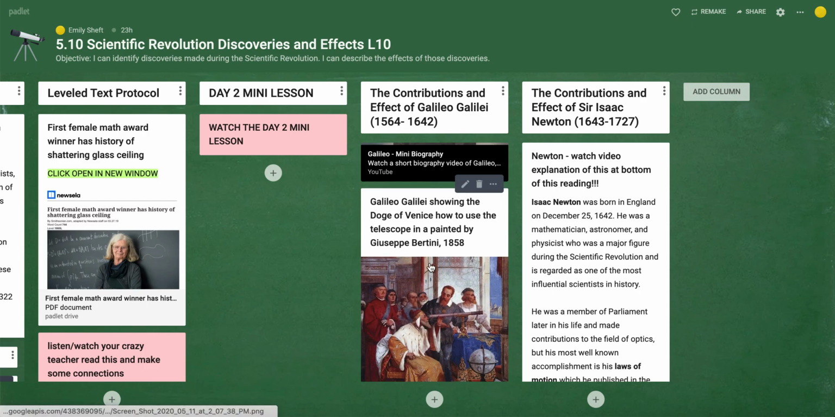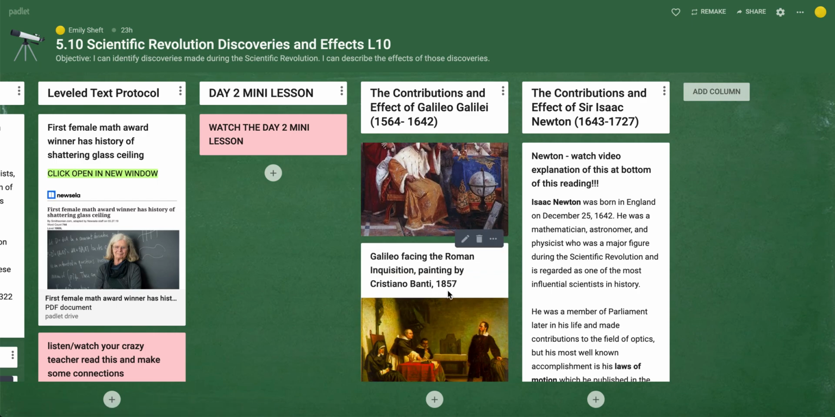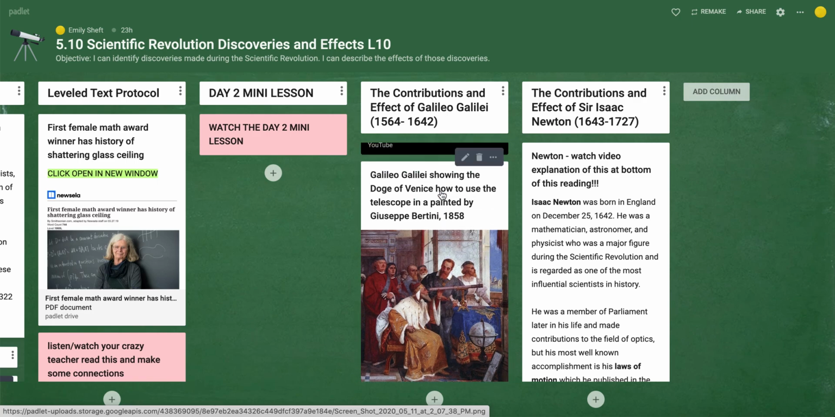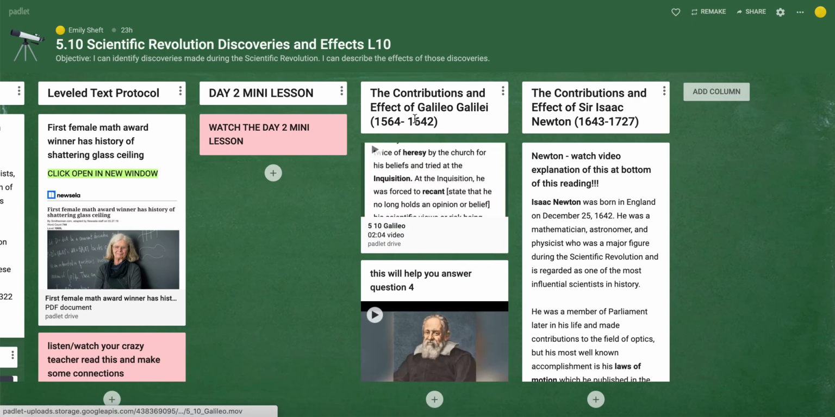Also, I want to point out that this painting and this painting were painted after Galileo had passed away, which leads me to believe that his ideas were taken more seriously after, and people were more willing to listen. When he was alive, 1564 to 1642, this was at the start of the scientific revolution. So, just something to think about.